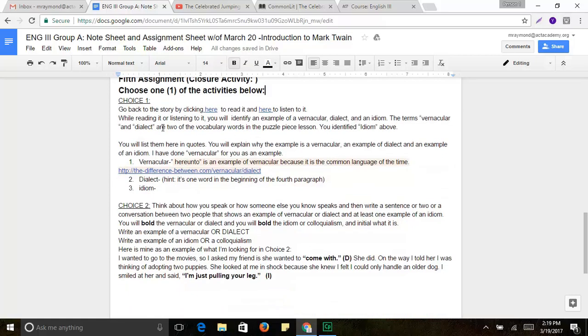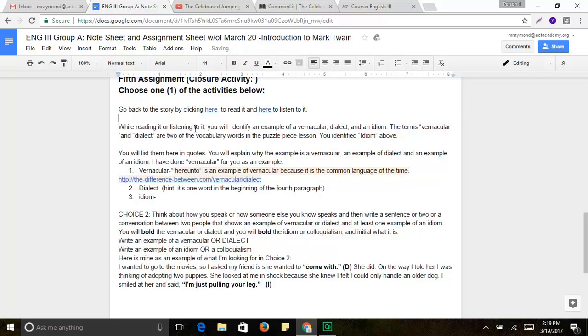Okay, so what you're going to do is... I need to change that because you have to read it or listen to it anyway. So you're going to read it or listen to it, and then while doing so, this is your choice 1, you will identify an example of a vernacular, dialect, or an idiom. The terms are 2 of the vocabulary words in the puzzle piece lesson, and you identified idiom above.